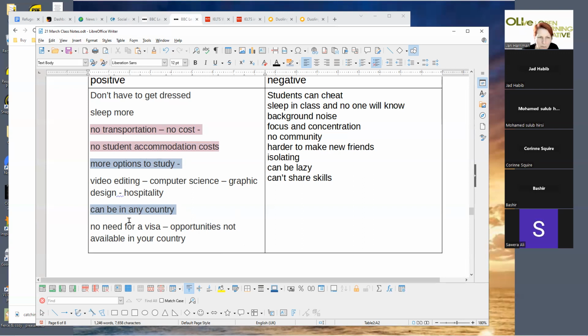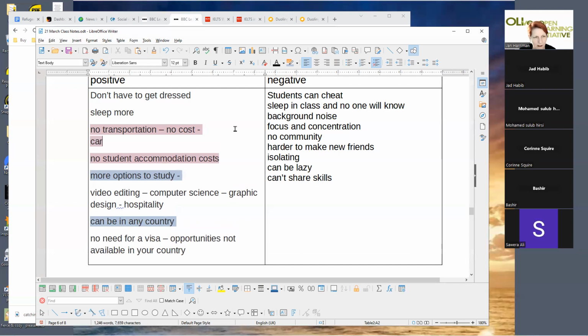So breaks down barriers. Okay. So we've got costs. So car, public transportation. And so these are examples here. So this is exactly how we build an essay. All right. So we're going to use the ones that we can come up with the most ideas for.